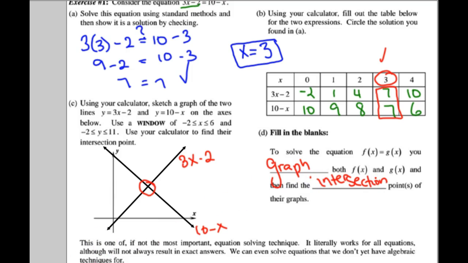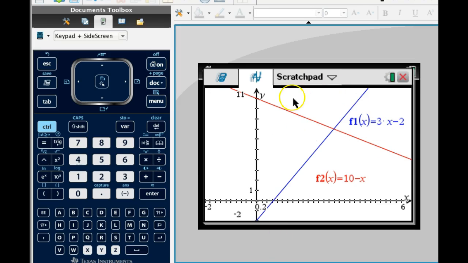Now, how do we know what that point is? To find this point here, I'm going to show you on the calculator. You have to pay extra attention. When you're given two equations and you're asked to find a solution, you graph both of them, and then I need to find this intersection.